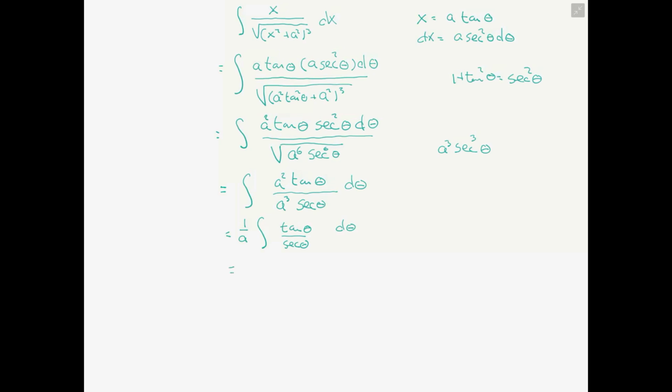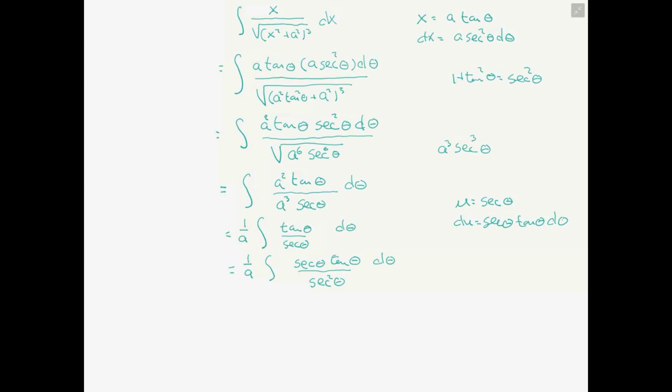And let's take a look. We can use u equals secant theta, and du equals secant theta tan theta d theta, which is what we got in the denominator. So now we go 1 on a, u to the negative 2 du.